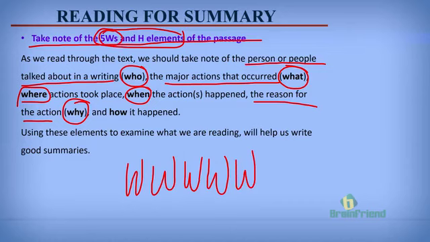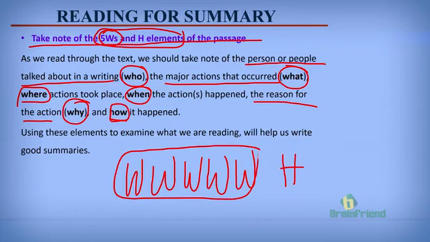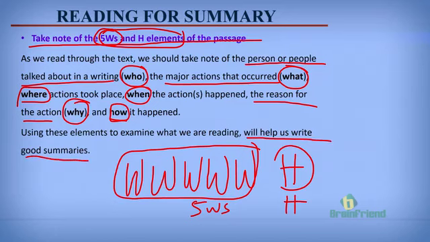And then the H element is how. How did it happen? How did the action take place? So here we find that we have 5 W's and H elements. Using these elements to examine what we are reading will help us write good summaries.